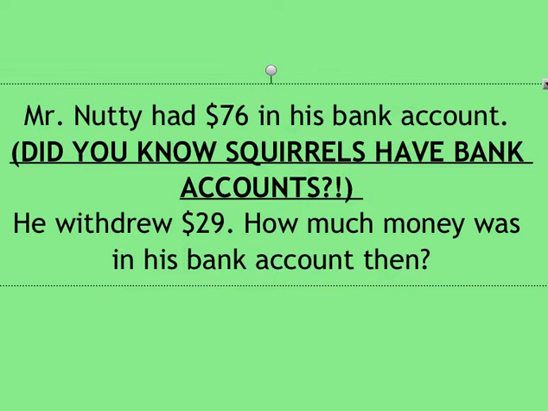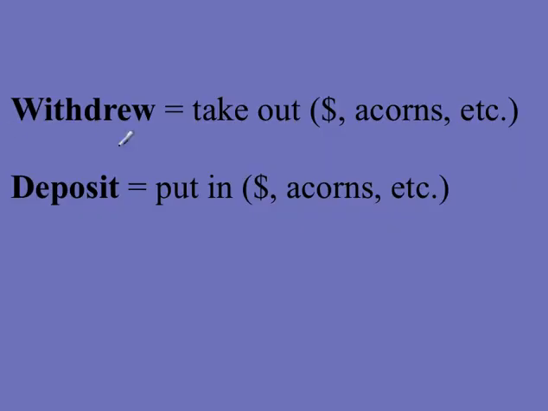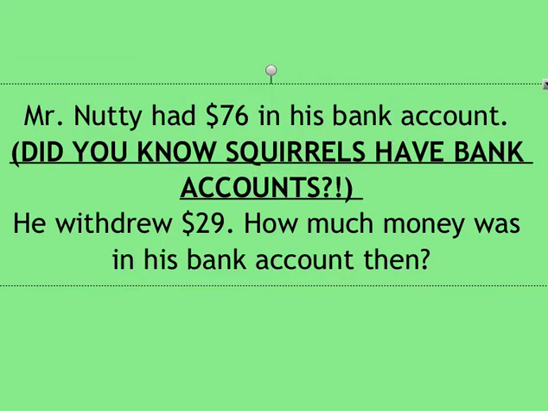Well, before we can go any further, we have to define some words here. Withdrew means to take out. So for example, you can take money out of a bank account, you can withdraw acorns from a nest, you get it. We're also later going to talk about deposit, but we'll come back to that. So anyway, Mr. Nutty had money in his bank account, and then he withdrew, or he took out $29. So how much money was in his bank account then?